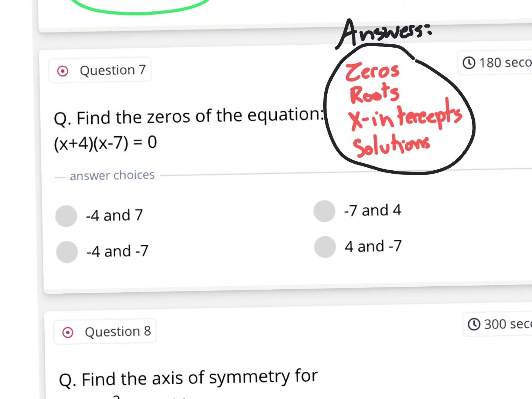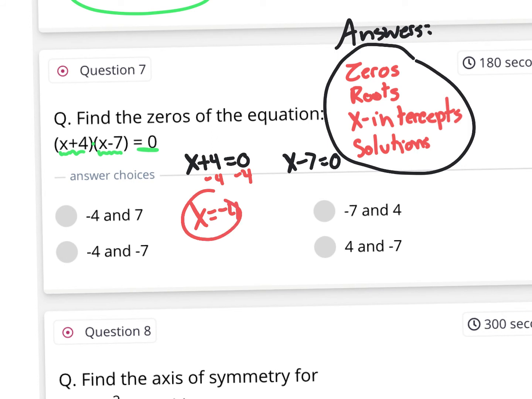zero product property, which states that if you have something times something else and it equals 0, then the first something could be equal to 0, or the second something could be equal to 0. And if you solve both of those, obviously you'll get x equals -4, and plus 7, you'd get x equals +7. So you have your two answers, -4 and 7. As you could see, that is the correct option right there, -4 and 7.